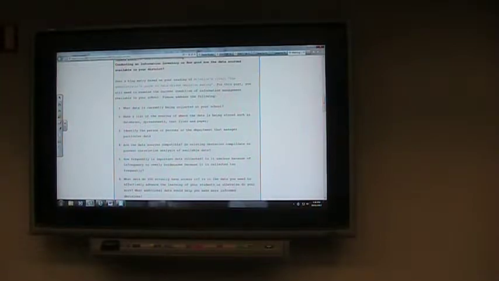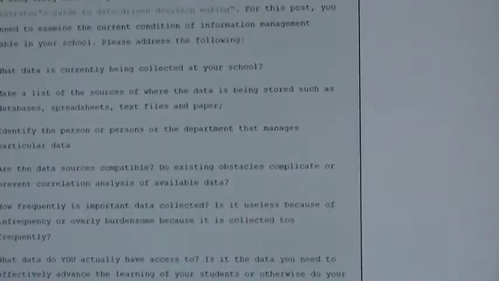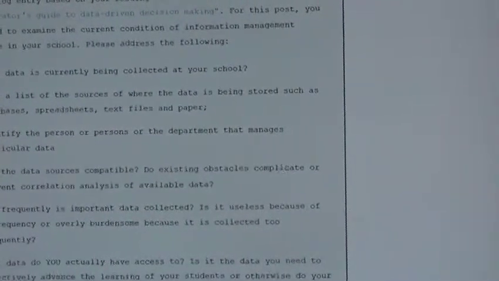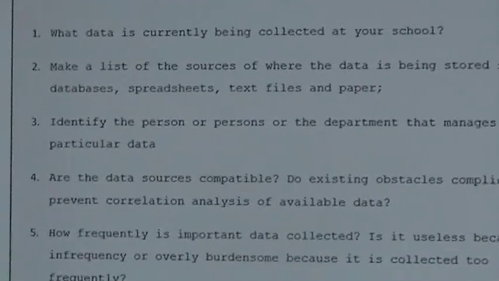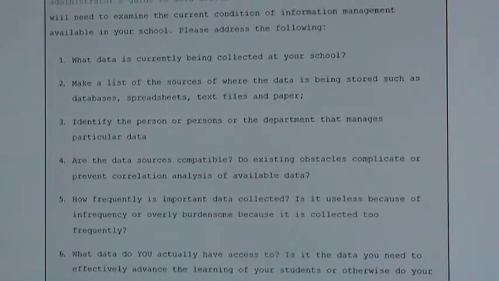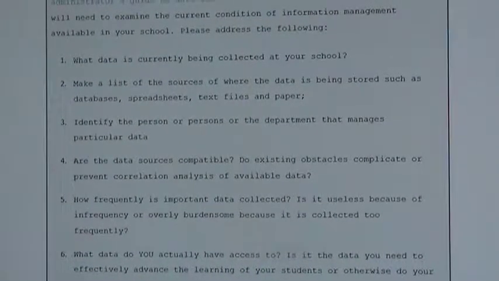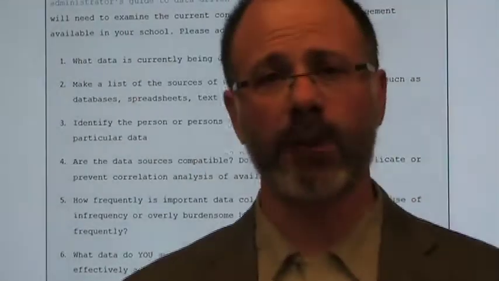I want you to make a list of the sources of where the data is being stored, such as databases, spreadsheets, text files, paper still. Identify the person or persons or the department that manages particular data. Are the data sources compatible? Do existing obstacles complicate or prevent correlation analysis of the available data? And in all, there are 7 different steps that I'm asking you to consider in this blog.